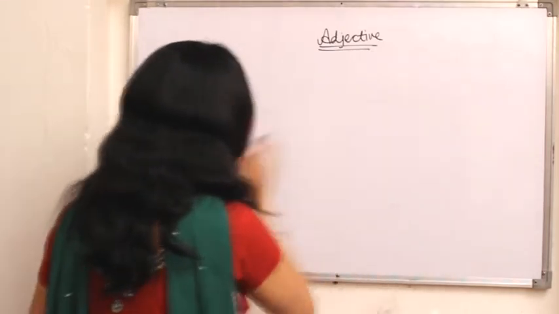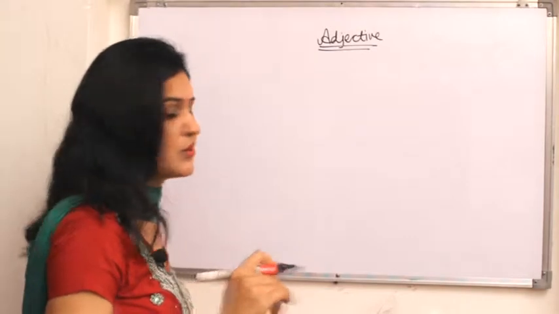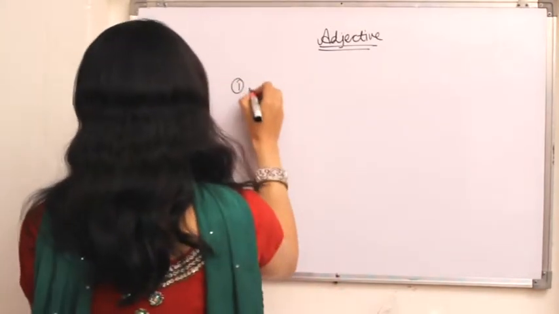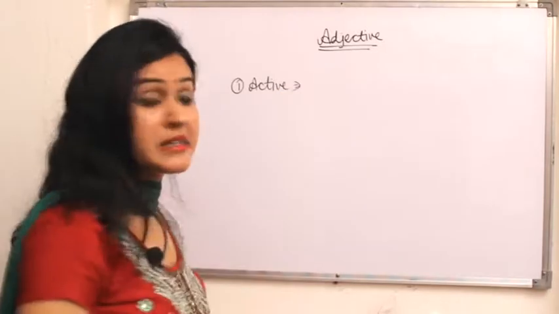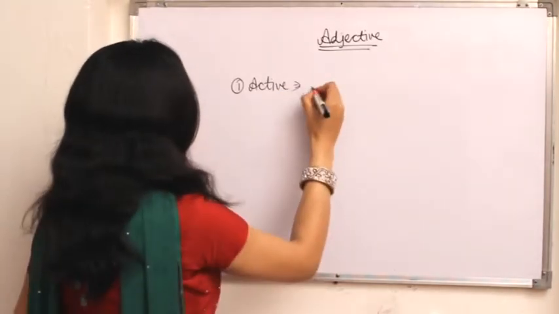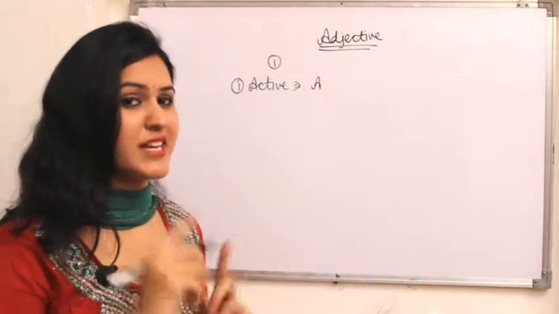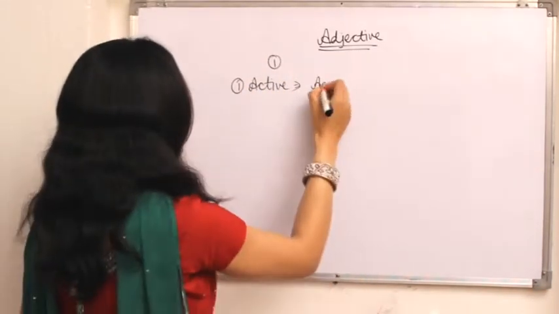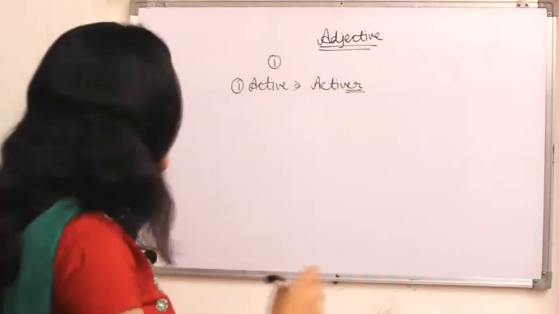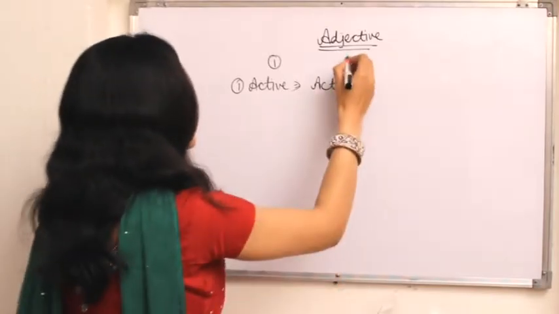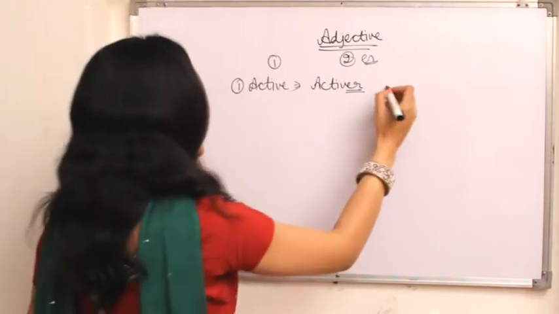I just write a very simple noun which is active. Okay, so if I write here active, this is the first order, and I explain to you about the second order. The second order is active, activer, because in the second term we have to add er.